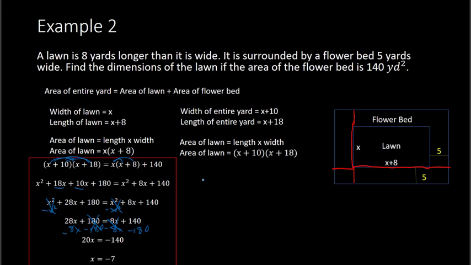So here, all of this was to show you that we have an answer that is negative. And in this case, x is our width, and width cannot be negative. So therefore, this problem would have no solution because there's no such thing as a negative width.